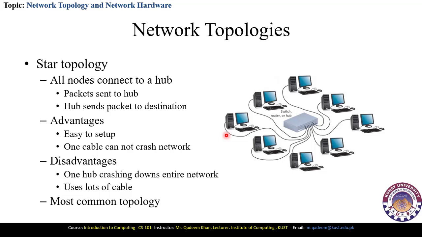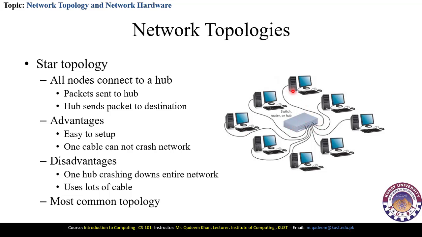But it also has disadvantages: one hub crashing brings down the entire network. If this central hub or router crashes, then it will bring down the whole network. So no one will be able to communicate if this central hub or router crashes.